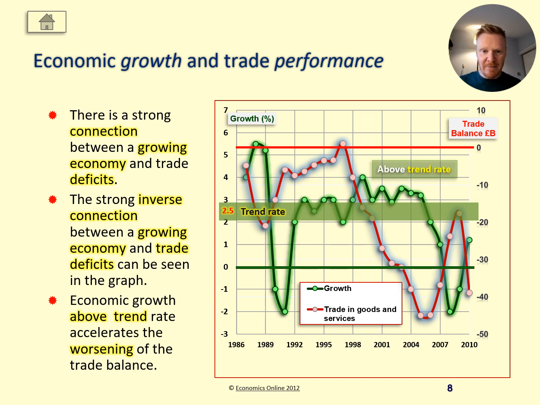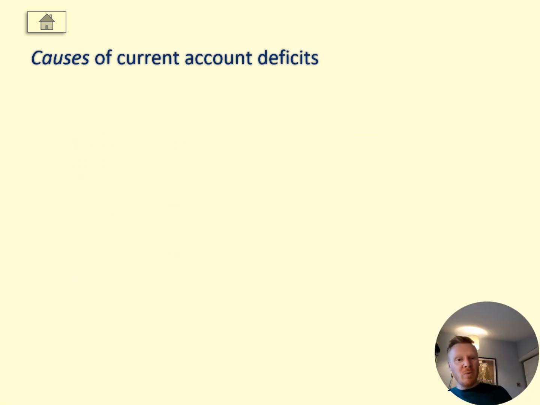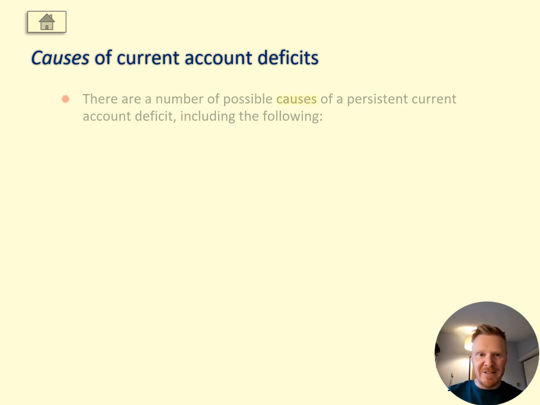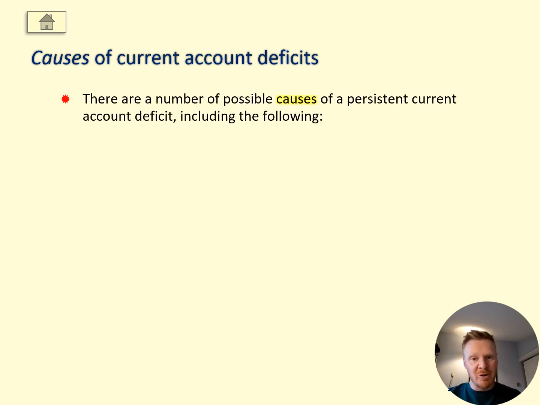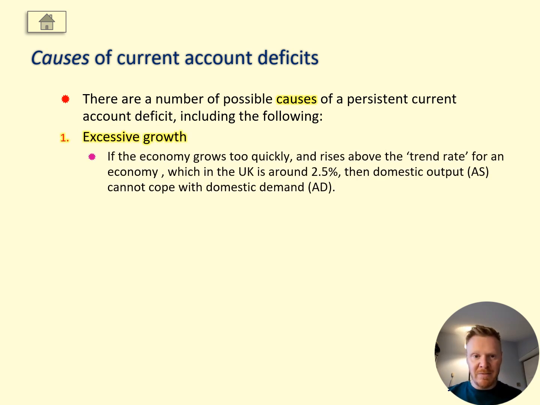So we've got above trend rate there. And here we go. Worsening deficit. Yep, so hopefully we can see that. That is real world data showing or proving economic theory. Proud of that. Right, okay. What are the causes of the current account deficit? Well, there are a number of possible causes of a persistent current account deficit, and these are as follows. Excess growth. We've seen that on the previous slide.